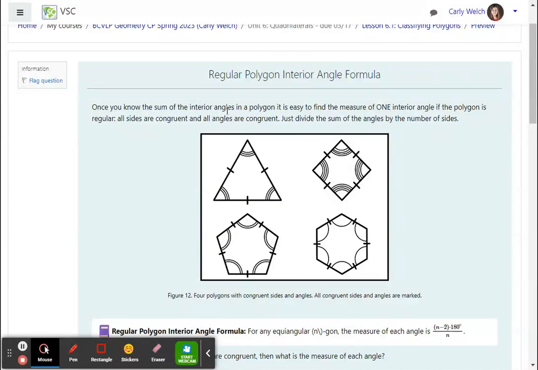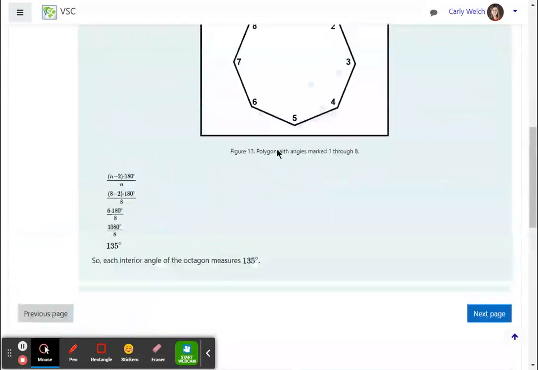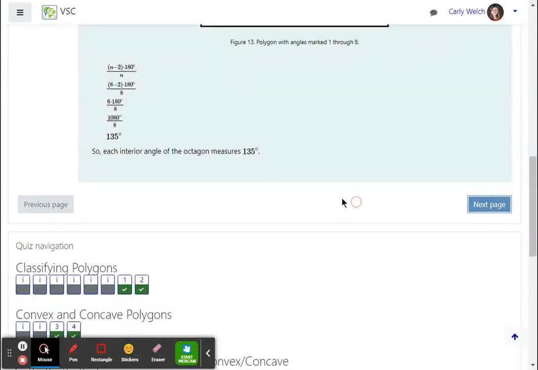Once you know the sum of interior angles of a polygon, it's easy to find the measure of one interior angle of that polygon. You'll just divide the sum of the angles by the number of sides. So there's another example for you to look at.